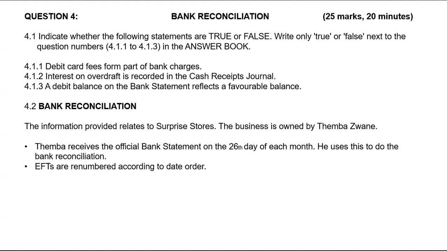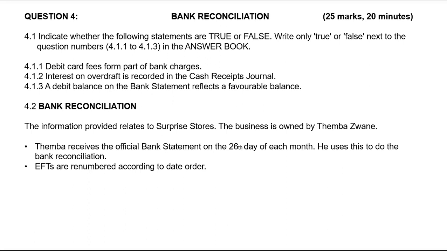Mistakes that are made by us, we correct them either in the cash receipts journal or in the cash payments journal. If we have an outstanding payment or outstanding deposit in the previous month's bank reconciliation, we need to compare that to the current month's bank statement. If it still does not reflect in the current month's bank statement, we still put it in the bank reconciliation statement, unless the bank tells us that we are the ones that made a mistake. And if we make a mistake, we only can correct it in two books, which is the cash receipts journal or the cash payments journal.